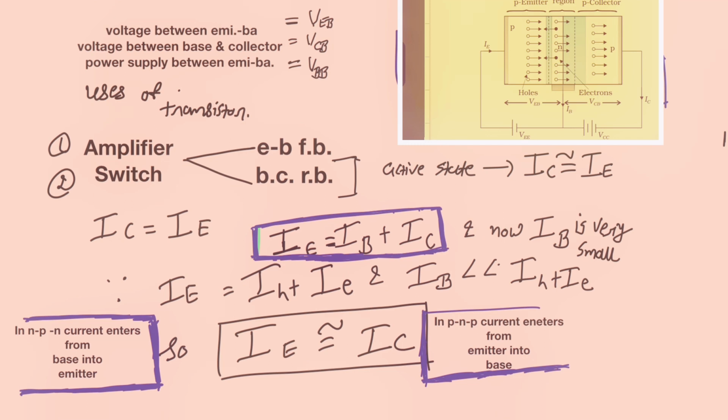The voltage between emitter and base is denoted by VEB. The voltage between base and collector is denoted by VCB. The power supply between emitter and base is VBB. So this notation you should remember. And one more thing you have to remember: in NPN, current enters from base into emitter, and in PNP, current enters from emitter to base.